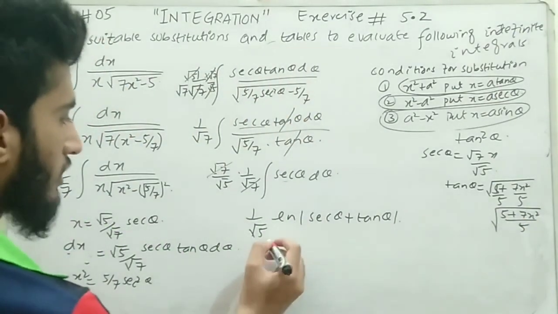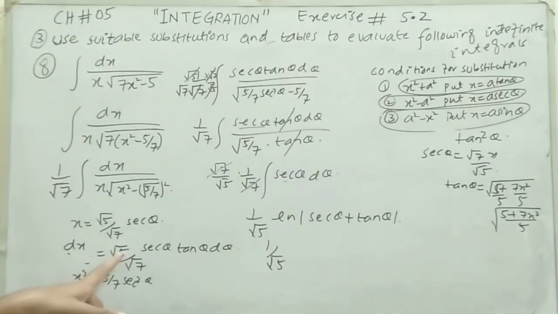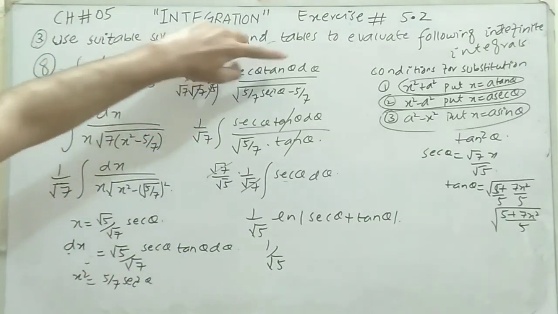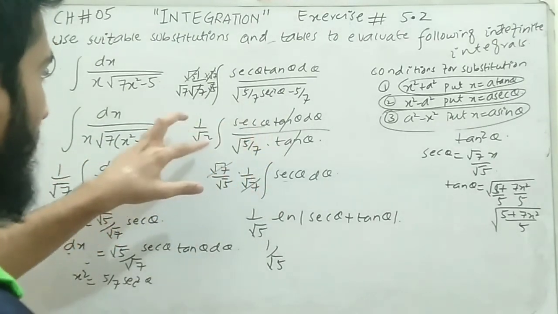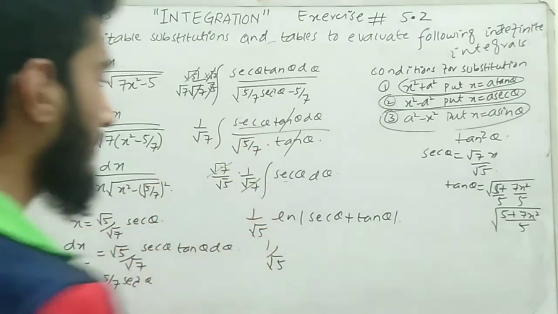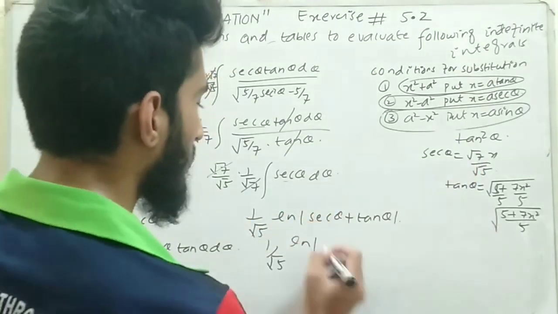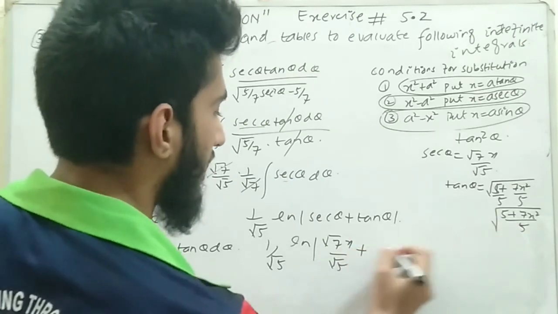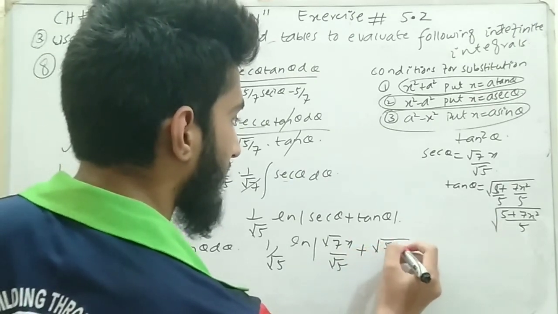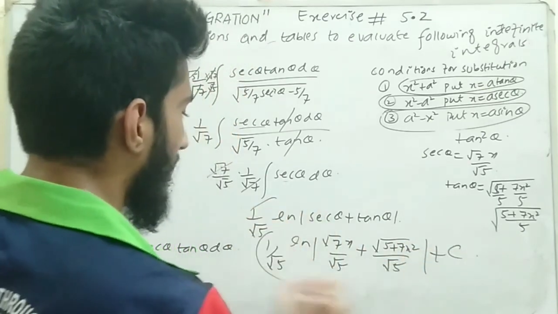Putting the values over here, it becomes 1 over root 5. Here dx is equal to root 5 by root 7 secant theta tangent theta, and x squared is 5 by 7 secant squared theta. So after simplification, it becomes 1 over root 5 and secant theta, so ln of secant theta. What is the value of secant theta? It is root 7 x divided by root 5, plus tangent theta, which is root of 7x squared minus 5 divided by root 5, plus the constant of integration. This is the required integral.